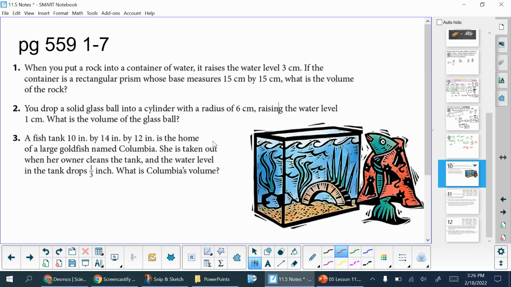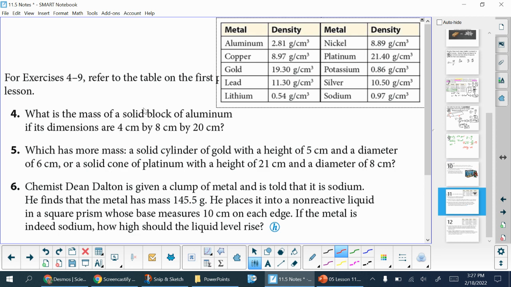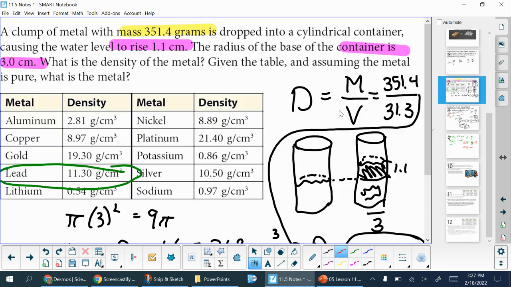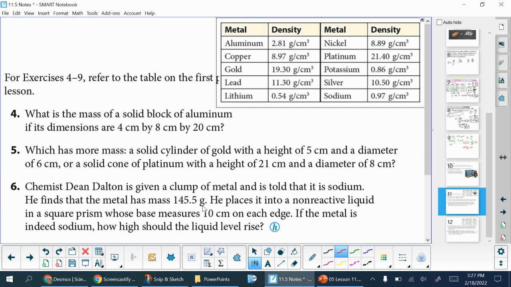On these, it's all just displacement problems. On these ones, you need this table. They're asking you for the mass of a solid block of aluminum. If those are the dimensions, that's very similar to what I just did. You're going to find the volume and then use that density. On this one, which has more mass, that thing or that thing? So find the volume, multiply by the density, find the volume, multiply by the density, and see which one weighs more. This one is very similar to the example we did with the cylinder. You're going to find the volume with displacement, and then you're going to do mass divided by volume and see what it is.